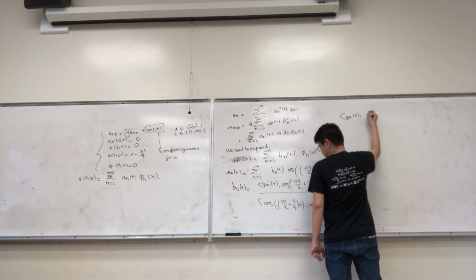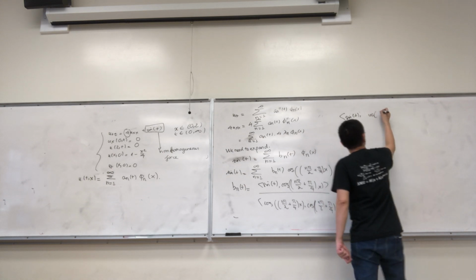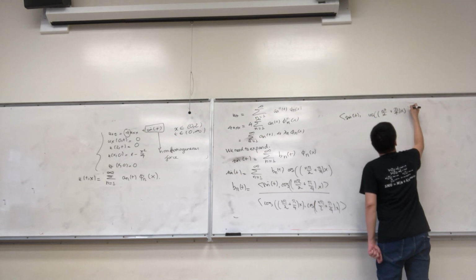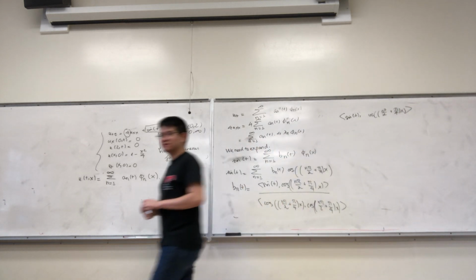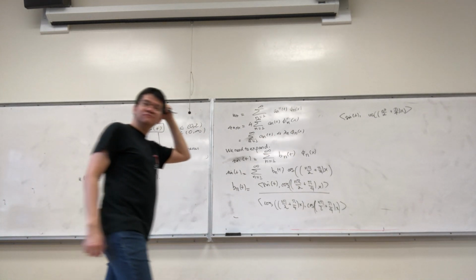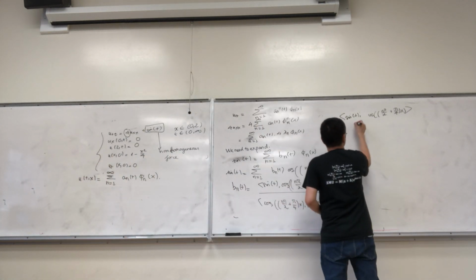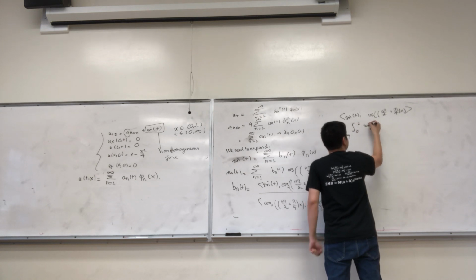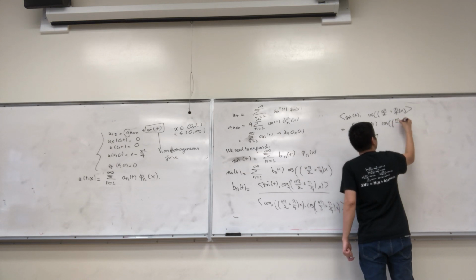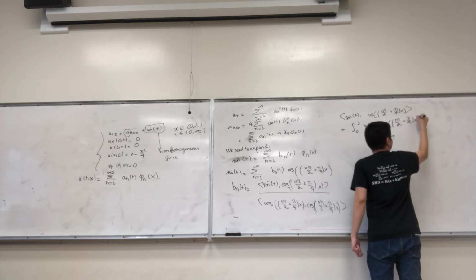So now let us compute the first one. The inner product of sine of t with cosine of (n pi over 2 plus pi over 4) x. What is the definition of this inner product? It is the integral from 0 to 2 of sine of t times cosine of (n pi over 2 plus pi over 4) x dx.